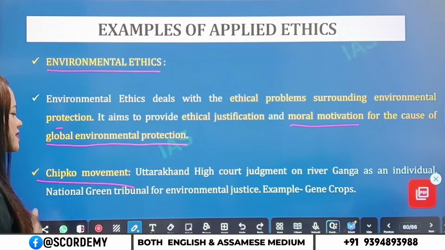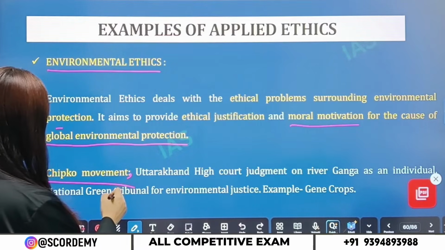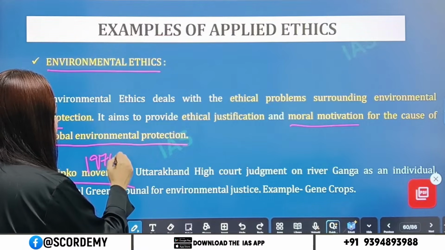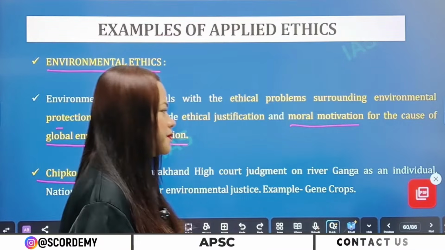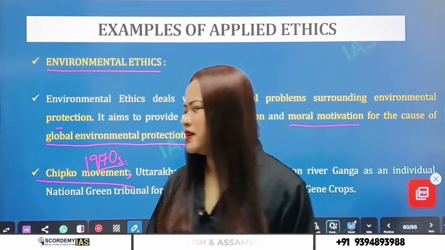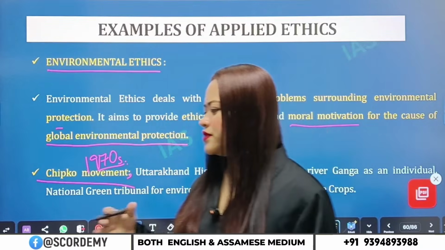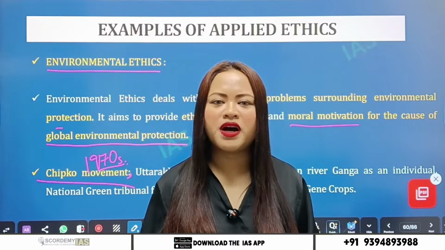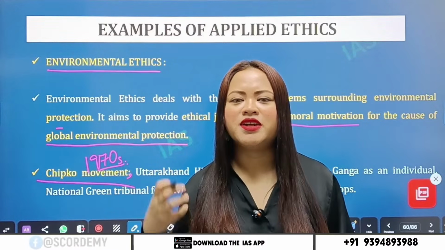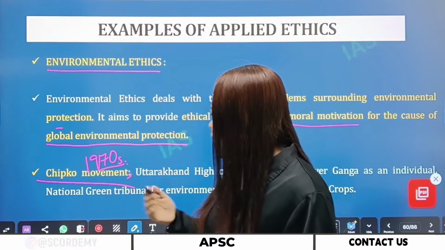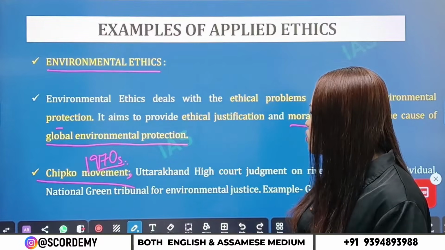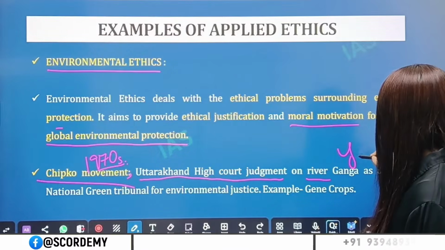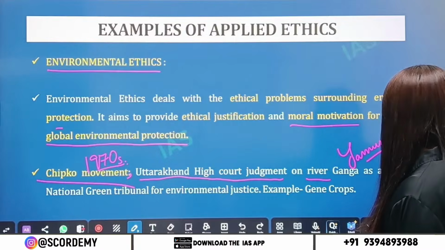Then for example, we have the Chipko movement. In the 1970s, people were hugging trees, preventing the trees from being cut. That is an example, because they consider the forest, the trees as an extension of their lifestyle, as a protector and provider. Out of love they were hugging the trees. That is the Chipko movement. Then the Uttarakhand High Court judgment on river Ganga as well as Yamuna as living entities.